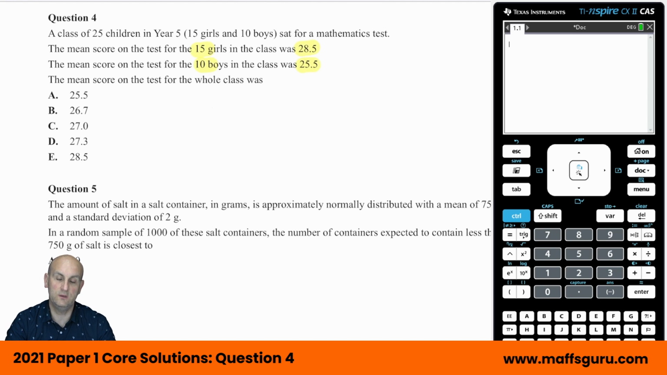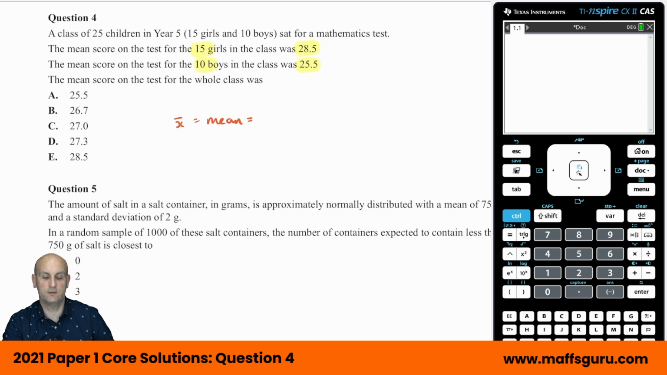And again, remember, to find the mean, and let's call it X bar, or you can call it mean, or whatever you want to do, we need the total scores of all the kids divided by however many kids there are. You can't just add those two numbers together and then divide it by 2.